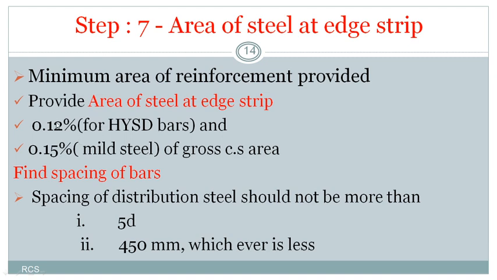Based on that, you can calculate the minimum area of reinforcement to be provided as area of steel at the edge strip. And here also we have to maintain some spacing. The spacing would be as per IS 456 2000, that is 5D and 450 mm, whichever is less. And here also we can calculate our actual spacing. Based on the data, we have to calculate the spacing to be provided, and then we have to check it against 5D and 450, whichever is less. That value will be provided as the spacing for the steel reinforcement provided in the edge strip region.